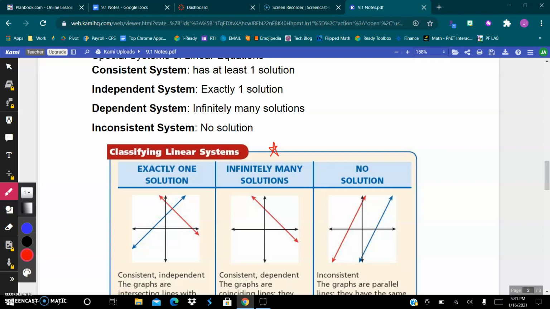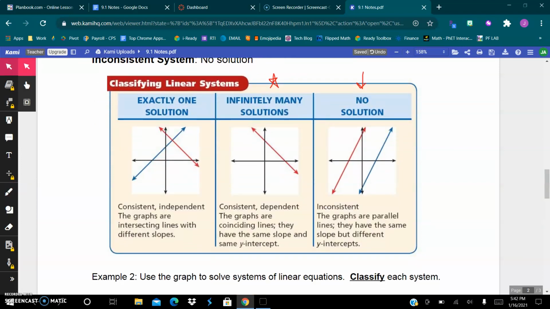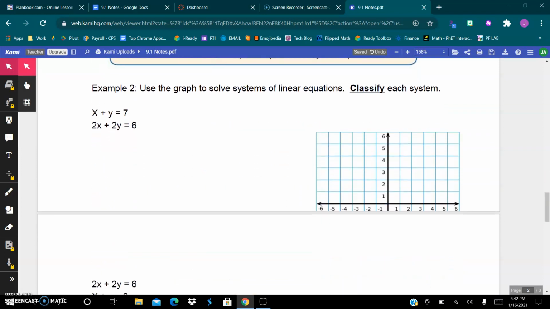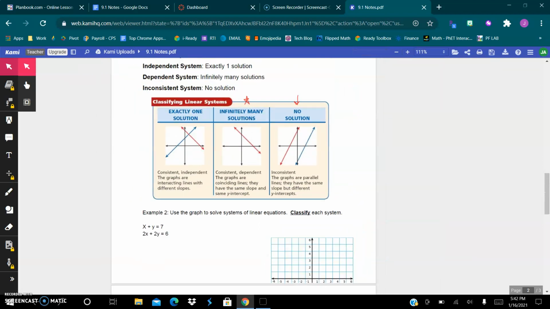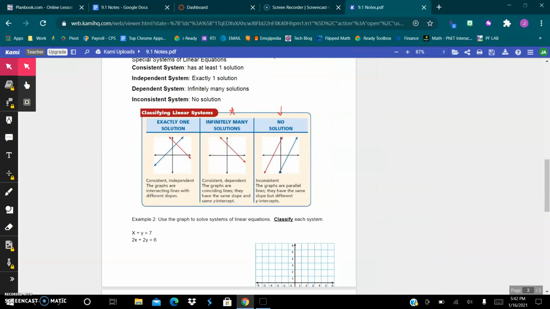And then an inconsistent system, it has no solution, and that is right here where you have parallel lines. So they're never going to cross, no matter how far we extend our graph out. They're never going to cross because they're parallel. All right, so use the graph to solve the system of linear equations, and then classify each system. So when you see that word classify, that means we have to go back up here and use our vocab words.